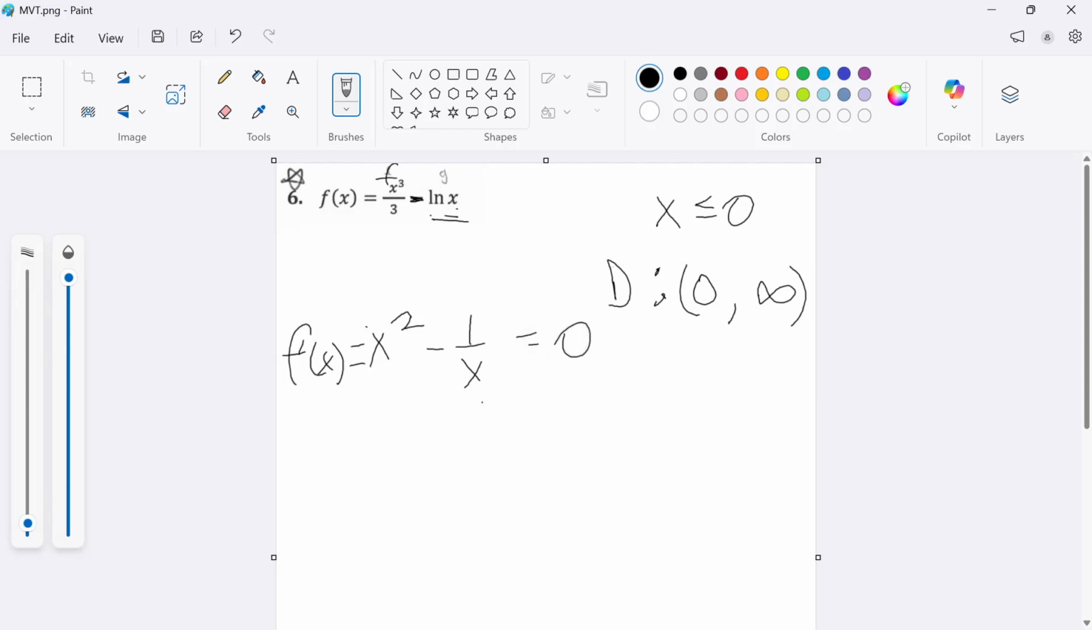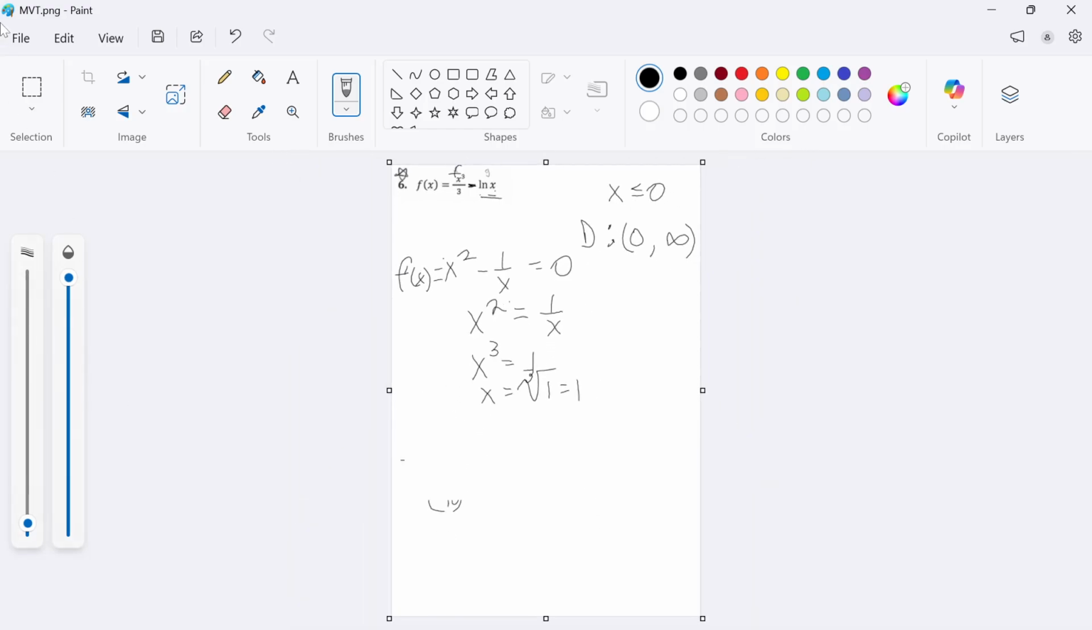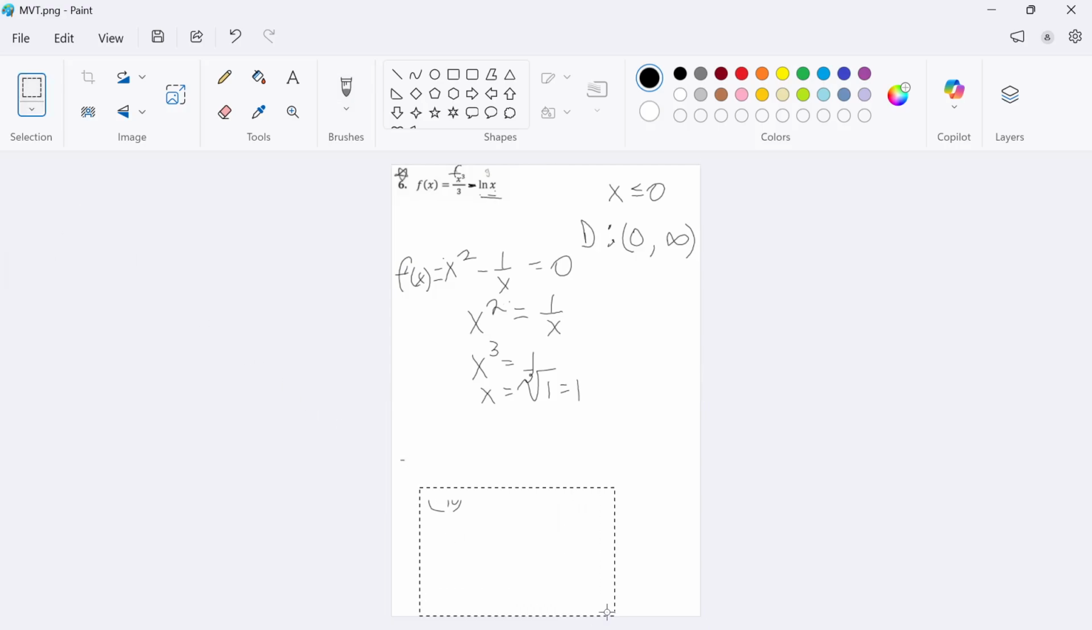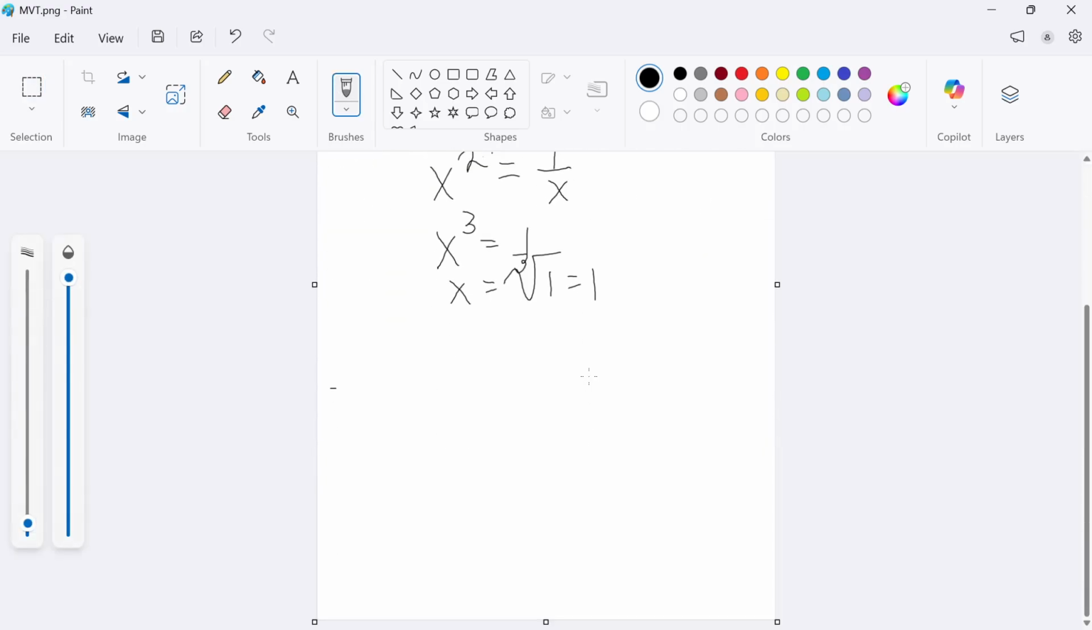Now I notice again, x is 0 makes this undefined, but 0 isn't in the domain, so I don't have to worry about that. x squared equals 1 over x. I'll multiply both sides by x. x cubed equals 1. x equals the cube root of 1, which equals 1. So my critical point is 1, and I will look at the intervals, because remember my domain is 0 to infinity: 0 to 1, and 1 to infinity.